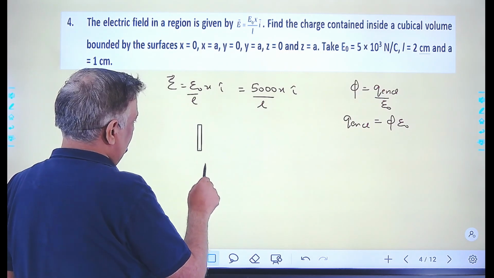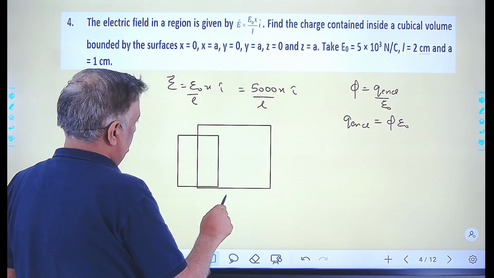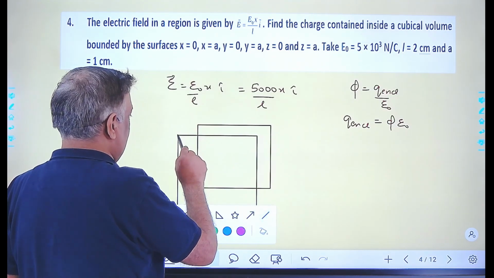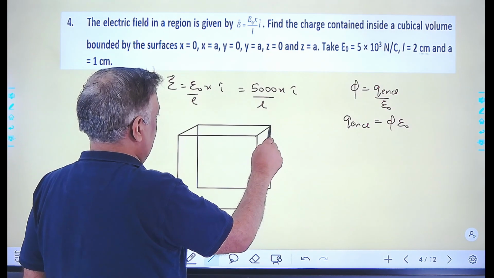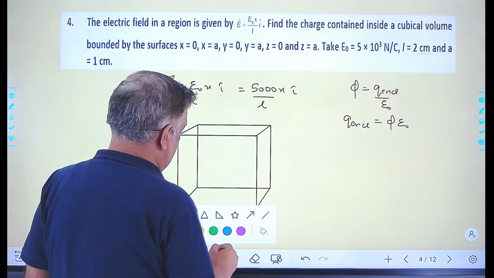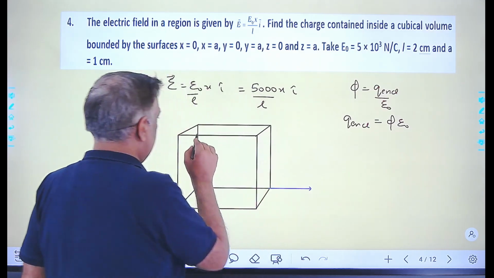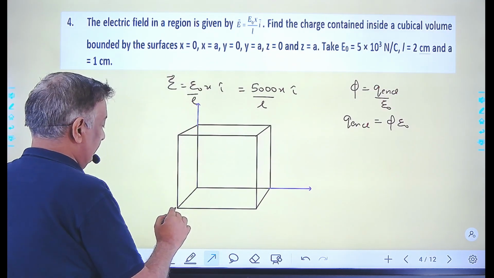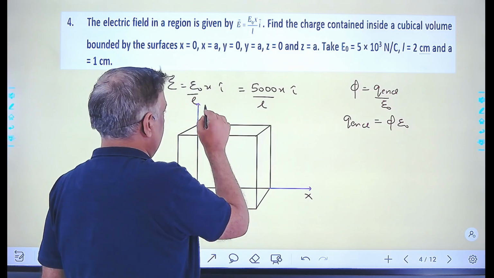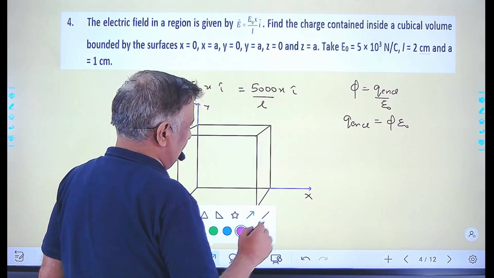So if I draw the cube, we have the cube like this, with the x axis, the y axis, and the z axis. The electric field is given along the x axis.